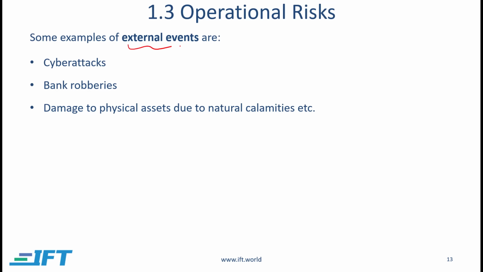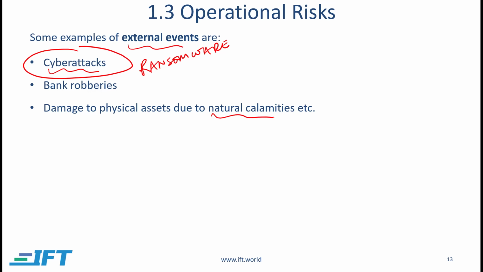Now, when we talk about external events, you could have cyber attacks, and very common these days is ransomware, where they control your computers and hold your computers hostage and ask for ransom. Difficult situation to be in. Bank robberies are the traditional type of external event that a bank would face, but now more and more we are seeing the cyber version of such activities. Then you could also have natural calamities, God forbid, right? And that could cause a lot of damage to your physical assets.